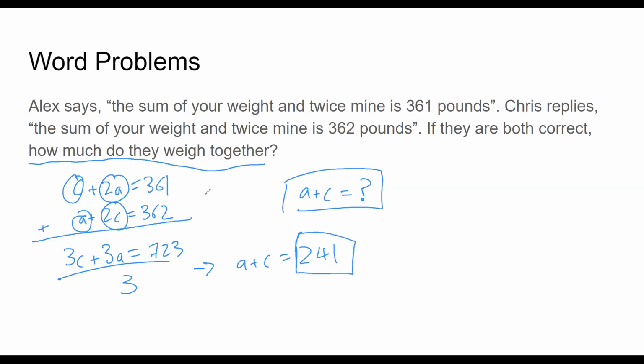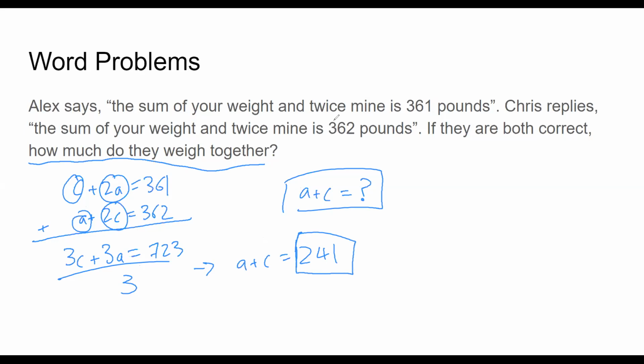So yeah, this problem, you just have to set it up, and for the last part where you add them and notice that it's 3A plus 3C, you don't need to do that, but it's just an interesting little trick in this question that you can use to solve the problem a little bit faster.